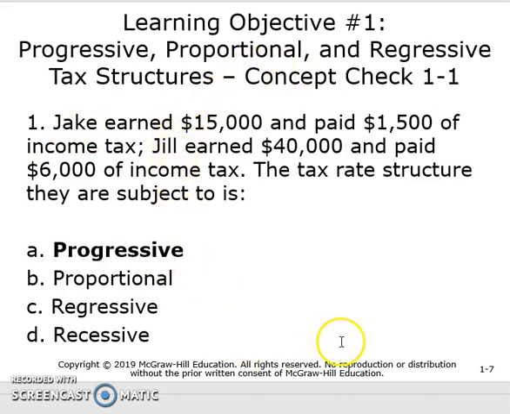So let's go through a quick example. In this example, we have Jake, who earned $15,000 and paid $1,500 of income tax. Jill earned $40,000 and paid $6,000 of income tax. The tax rate structure that they are subject to is progressive, because as the income level increased, the tax rate also increased. Jake paid a 10% tax rate, and Jill paid a 15% tax rate.